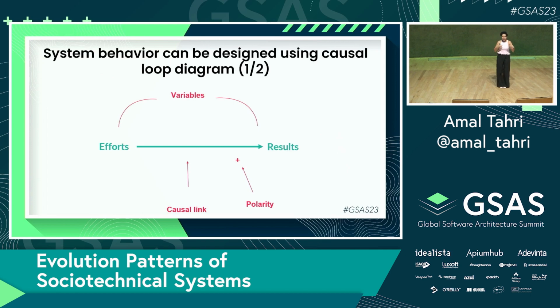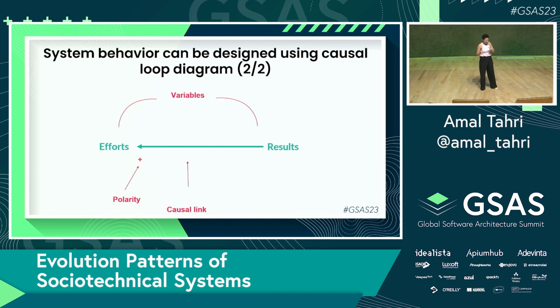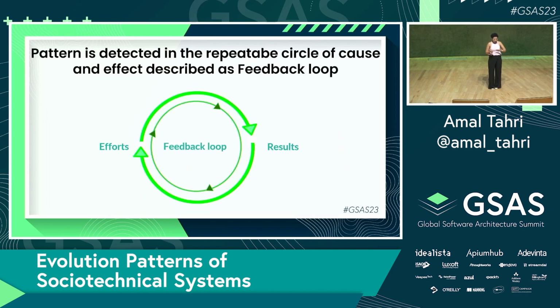So to understand this feedback loop, we're going to use a causal loop diagram. I'm putting in effort, and with this effort, I'm getting a result. Effort and result are the variables, and the link between effort and result is my causal link. And the polarity that I will have in the result will determine which loop I'm dealing with. So I use plus signs from one variable to another. And a pattern is the repeatable cycle that I will have between the cause and the effect.